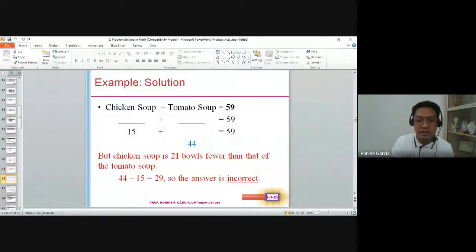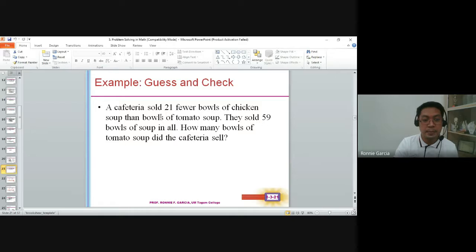Actually, you can guess. Pwede ka magtagna-tagna ani. So dapat ang chicken soup plus the tomato soup should be equal to 59. So pwede ka magbutang 15, siguro ang chicken. So kung dapat 59 ang result, dapat 44 ang tomato soup. So kung i-minus po nimo, dapat ang difference nila is 21, kay 21 fewer bowls baya ang chicken soup. So mas gamay daw ang chicken soup og 21 as compared sa tomato soup. So kung i-minus nimo ang 44 og 15, 29. So dapat 21 man, kay 21 man to ang gibutang diri sa problem.